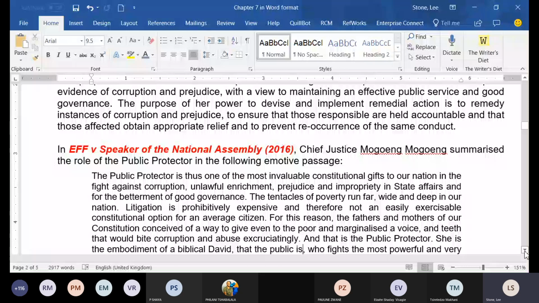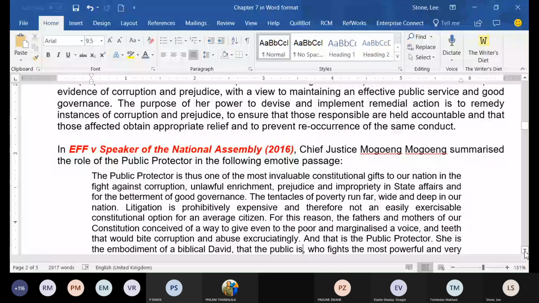And so I'm not going to read these long quotes, but really the court was saying the public protector plays an important role because the office of the public protector is approachable for free. So no one has to pay for that.